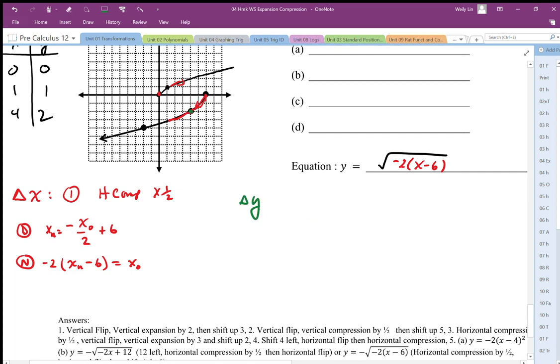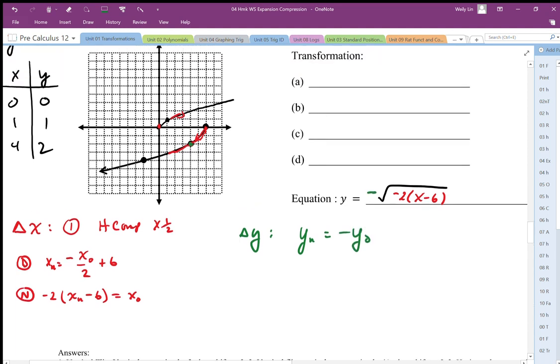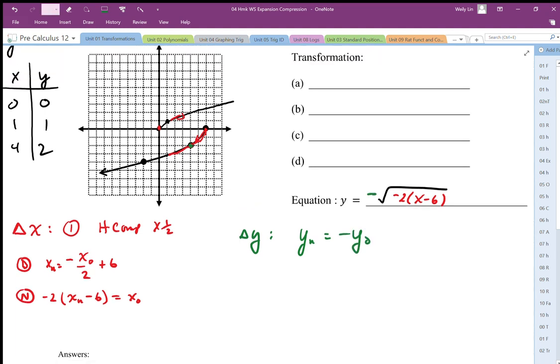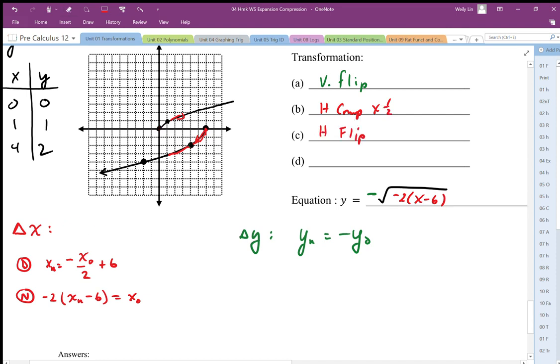Okay, so the new y is going to be the vertical flip of the old y, so I'm going to put that negative on the outside. So the transformation, I'm going to start with the y. It's just a vertical flip. That's all that's happening on the y. On the x is going to be a horizontal compression by 1/2, a horizontal flip. That was the second step that we did, and I'm just following this notation here. The last step was we did +6 to the right.